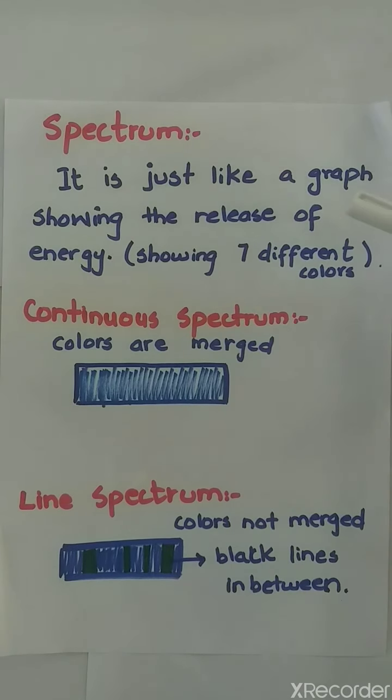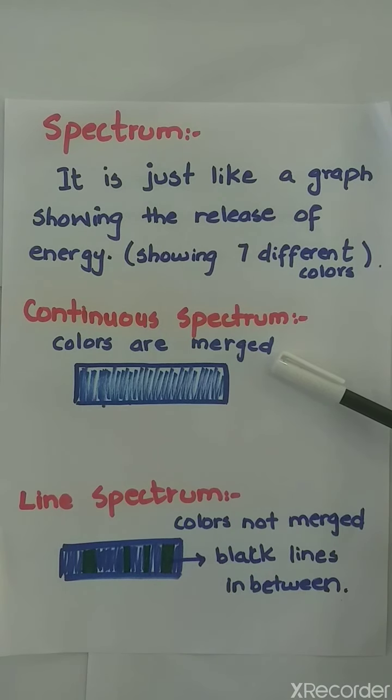The next effect is, if electrons radiate energy continuously, then a continuous spectrum will be obtained, but actually a line spectrum is obtained. Now what is a spectrum, and what are a continuous spectrum and a line spectrum? A spectrum is just like a graph showing the release of energy with 7 different colors. Now, there are 2 types of spectrum: continuous spectrum and line spectrum.